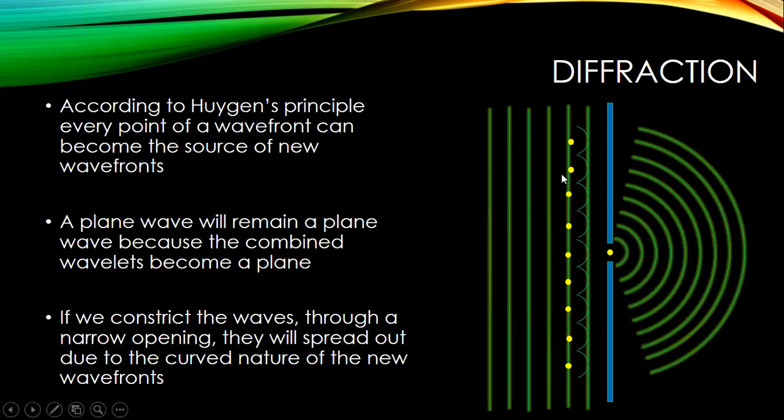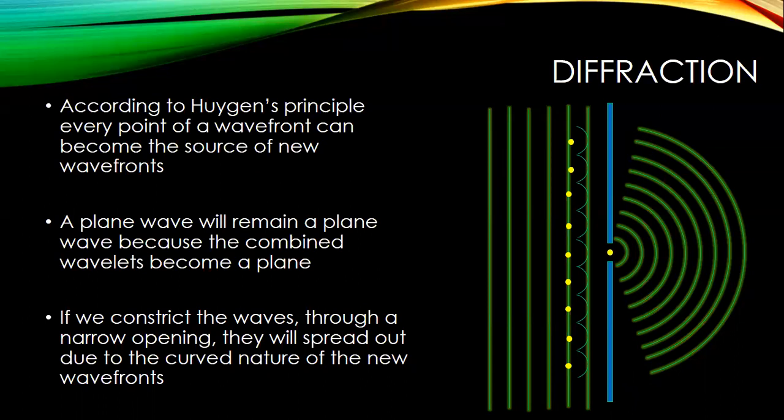Now, if you remember, Huygens' principle stated that any point on a wave can be a source of new wavelets which constructively interfere to produce the next wave. So for instance, if I have a plane wave propagating from left to right here, each plane wave is going to produce a new wave in front of it as it propagates forward.